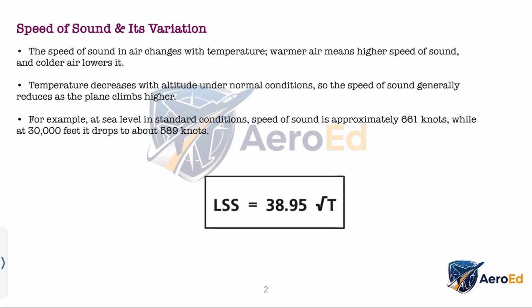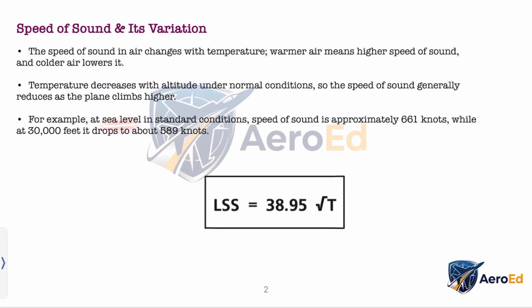We also know the relationship between temperature and altitude, that as altitude increases the temperature decreases. So as temperature decreases the speed of sound also decreases, right? Here it is written: temperature decreases with altitude under normal conditions. So the speed of sound generally reduces as the plane climbs higher. Now you know that as altitude increases, the speed of sound decreases, because as altitude increases, the temperature also decreases. With this example, you can confirm it.